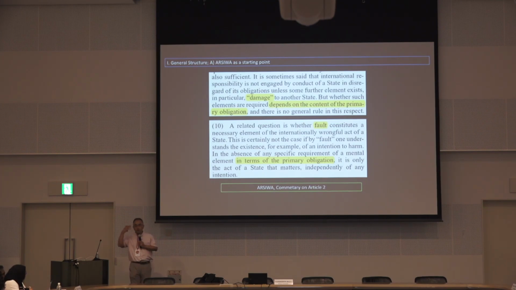The same applies to fault, the psychological element. Do you need any psychological fault in order to establish responsibility? This touchy question again disappeared because, according to the International Law Commission, all those issues are found in the primary rules. Therefore, they kicked those questions out of the scope of the secondary rules.